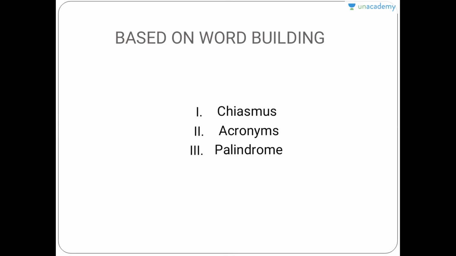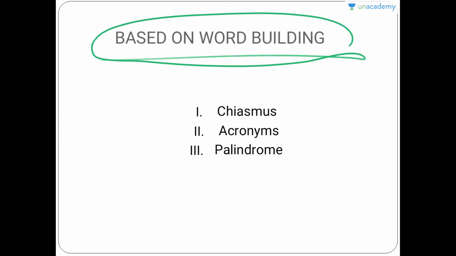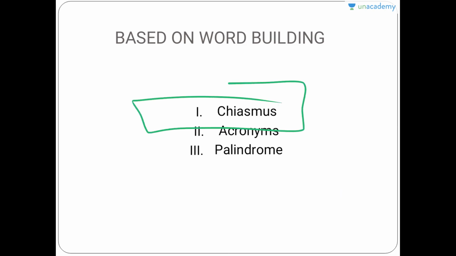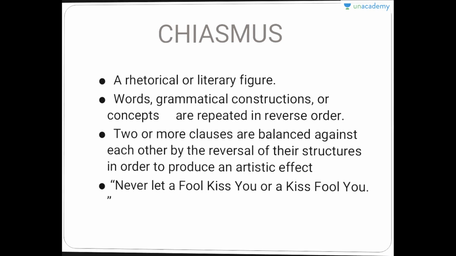So the new topic is figures of speech based on word building. As the title suggests, it's based on word building, and today it is divided into three: chiasmus, acronyms and palindrome. We will be talking particularly about chiasmus in this video. Let's begin. What is chiasmus?